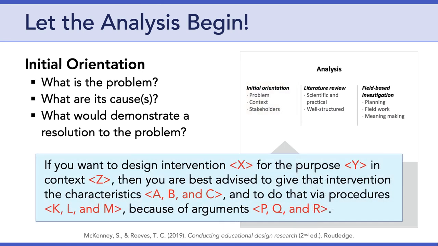Finally, I want to connect this work to Easter Day's design argument template, which we talked about briefly last week. We can see here there are a lot of variables we need to plug into this template to form a design argument. For now, we're going to focus on variables Y and Z. Essentially, if you want to design intervention X, and keep in mind, we don't know what intervention X is going to be or what it's going to look like yet, and that's okay.